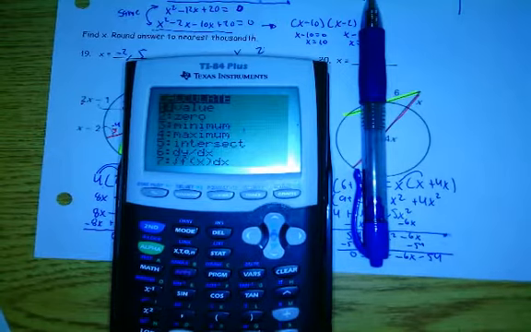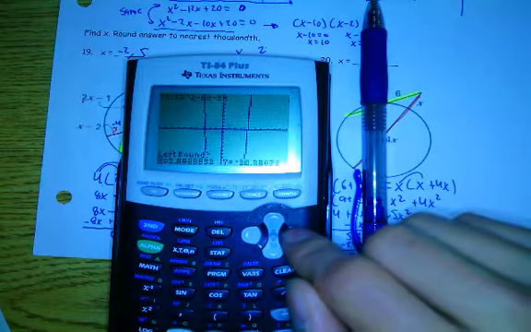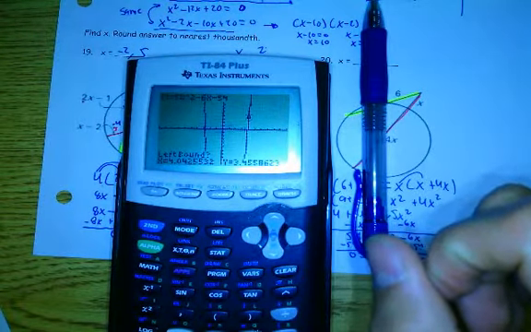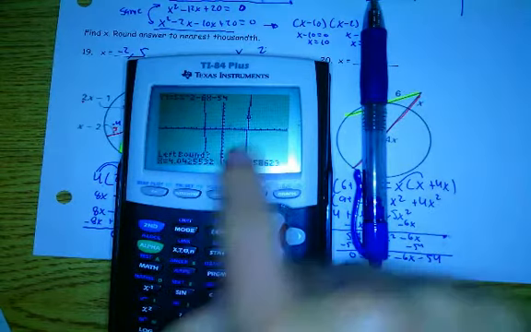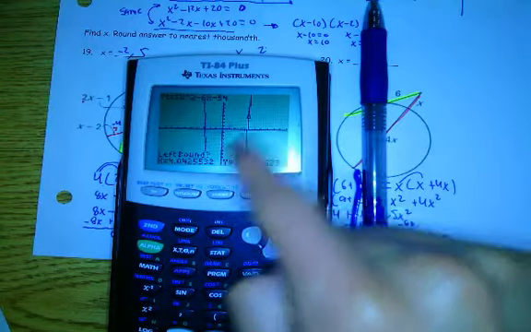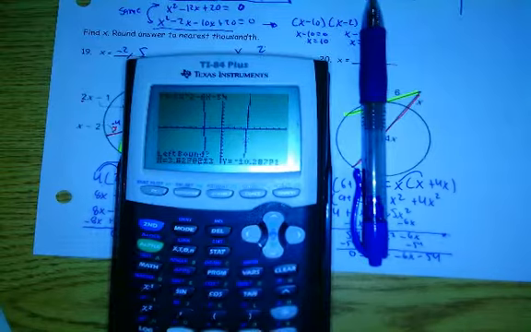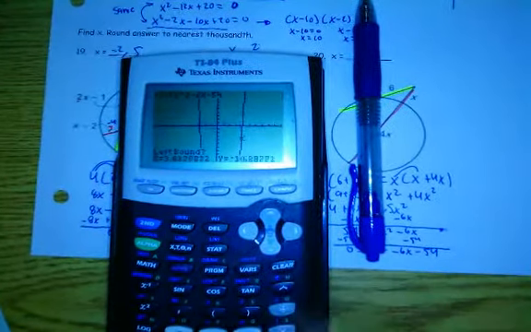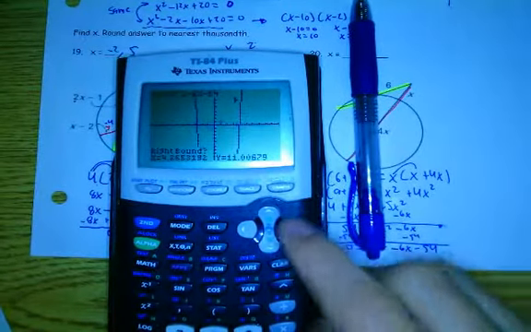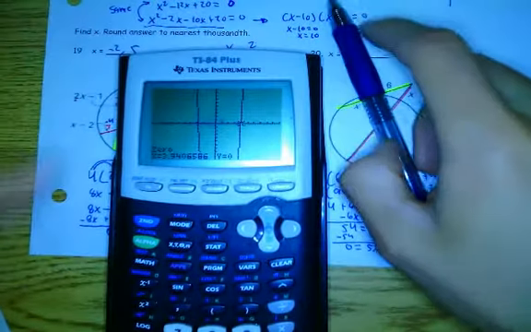To find the other one, I'm going to do the same process. But now I've got to go to the other side. Keep going, keep going, keep going until you see it. Oh, there it is. Okay. So it looks like it's somewhere around there. But now follow the instructions. It says go to the left, so I'm going to hit the left. Enter. It says go to the right, so I'm going to go one more time because I'm not past it yet. There you go. Enter, enter. So x equals negative 2.74.